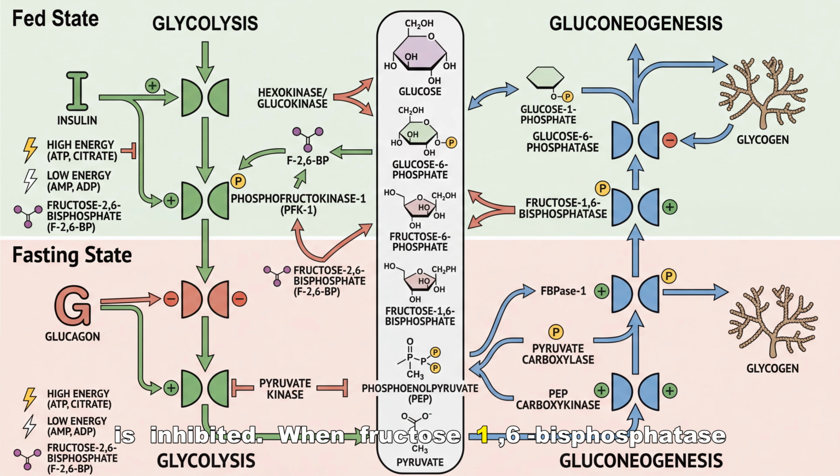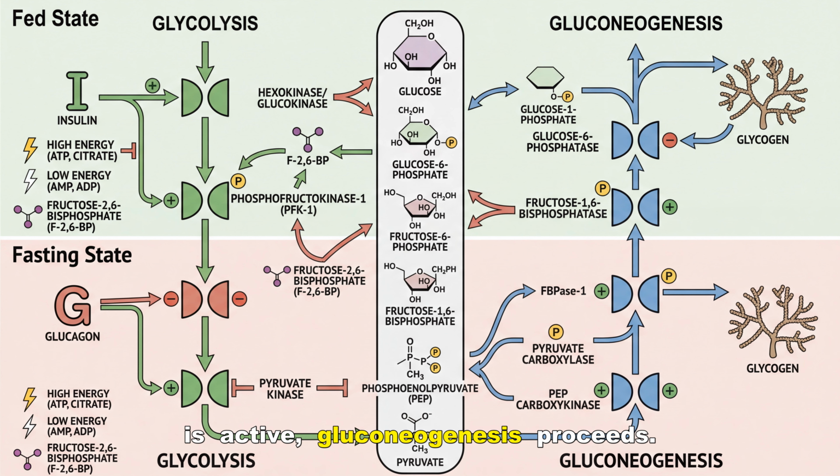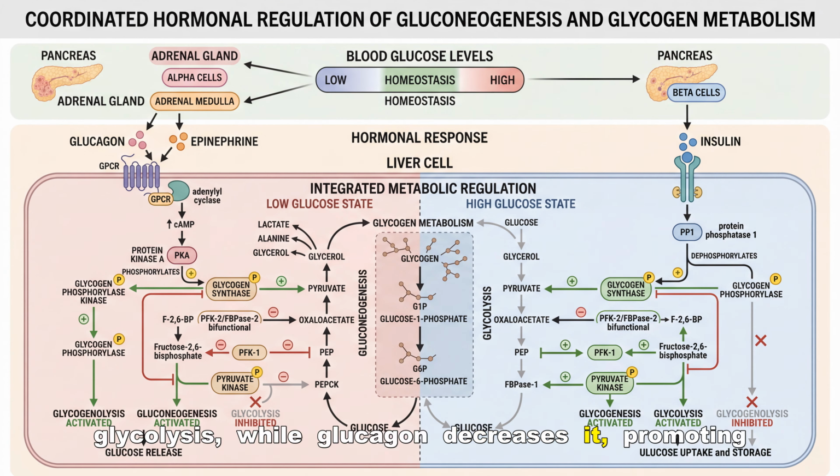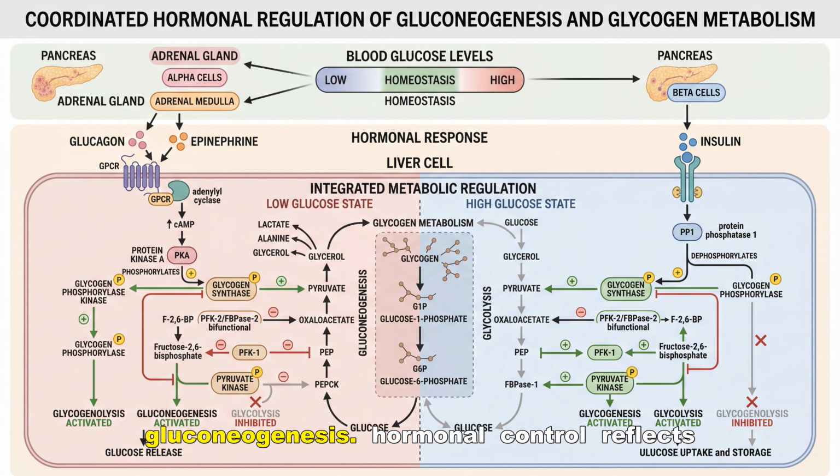When fructose 1,6-bisphosphatase is active, gluconeogenesis proceeds. A major regulator here is fructose 2,6-bisphosphate, which activates PFK1 and inhibits fructose 1,6-bisphosphatase. Insulin increases levels of fructose 2,6-bisphosphate, promoting glycolysis, while glucagon decreases it, promoting gluconeogenesis.